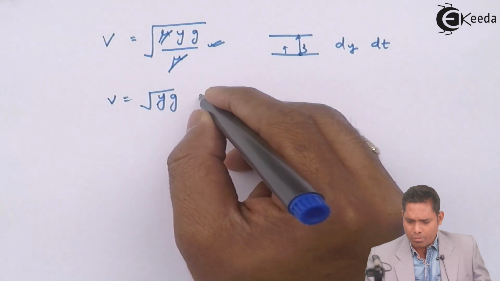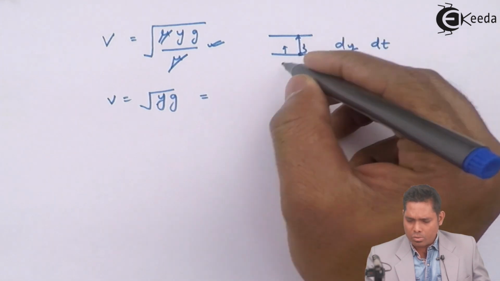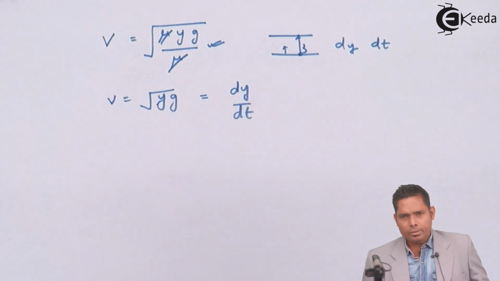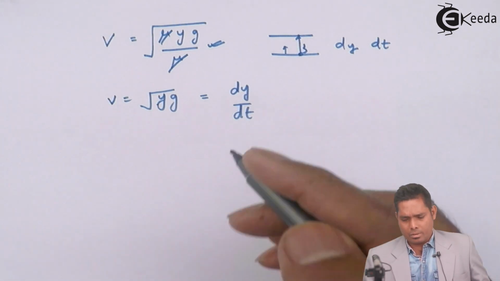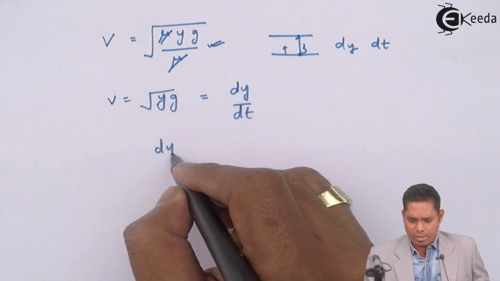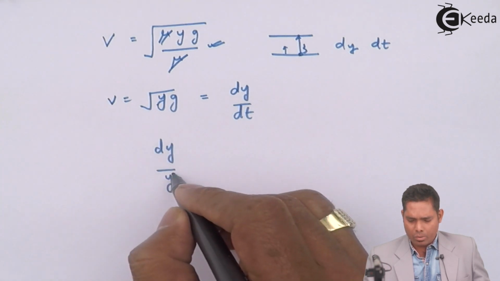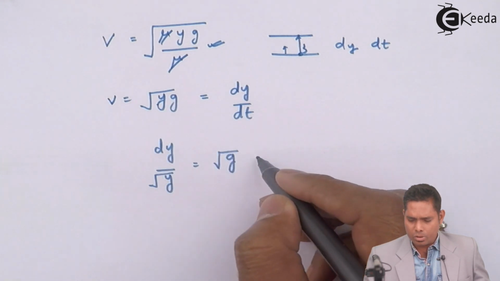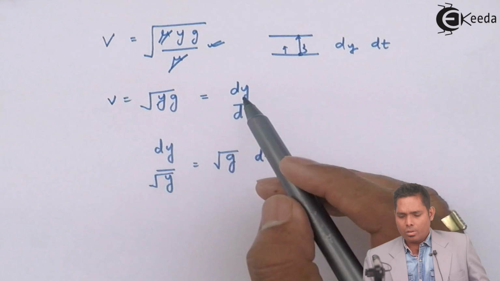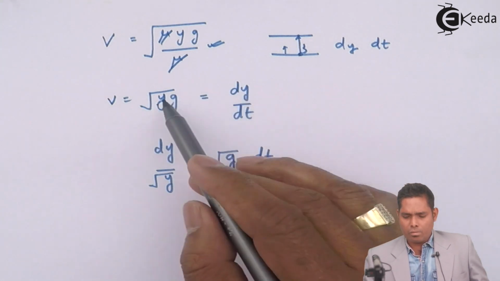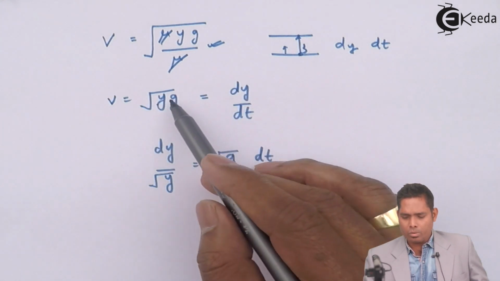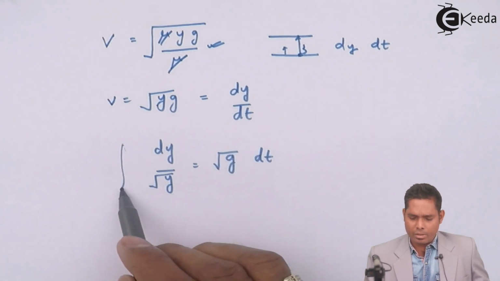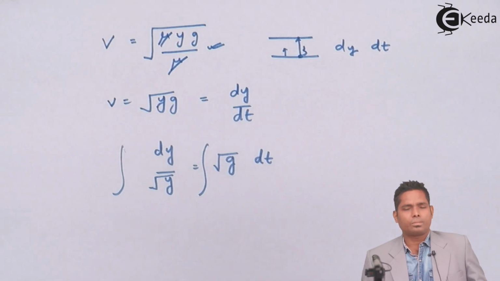Thus this speed is definitely equal to this distance it has to travel over the time taken. If I do that, then I will write dy over root y equals, rearranging, root g into dt. I rearrange this equation: dy and this root y will come down, this root g will remain there, dt is multiplied, and then taking the integration on both sides of the equation.